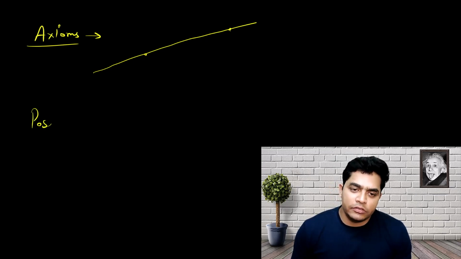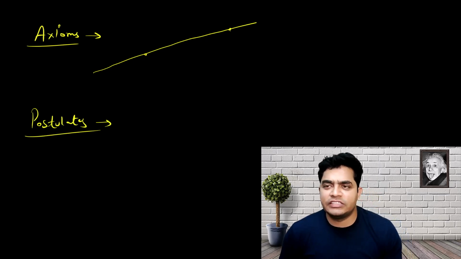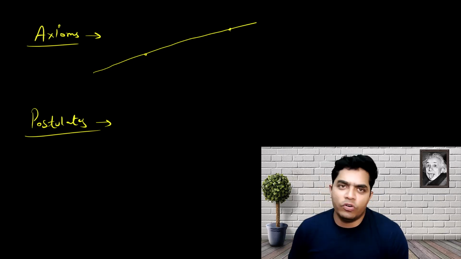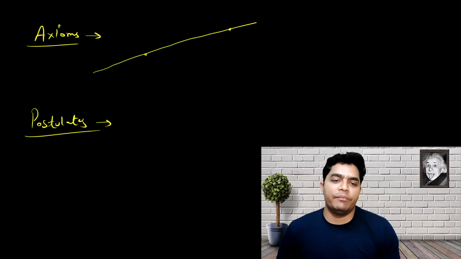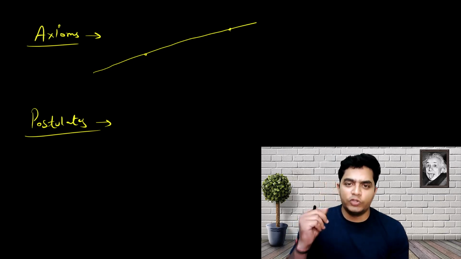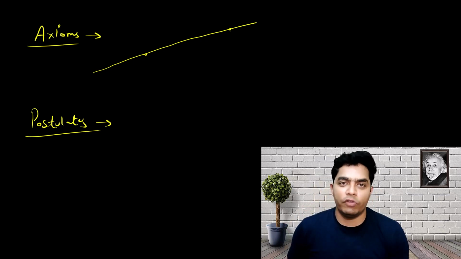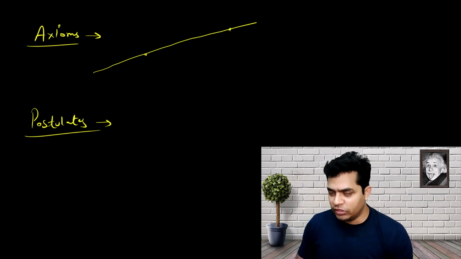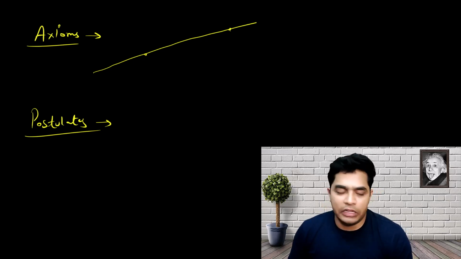Then there are postulates. What are postulates? They are very similar to axioms. Postulates are statements which we have to assume true and we don't have to prove them. For example, there is one very famous postulate by Einstein that the speed of light is constant irrespective of the observer. Whatever the observer is doing, the speed of light is constant even for that observer. That is a postulate. You don't have to prove it. But using this postulate, he came up with the theory of relativity.